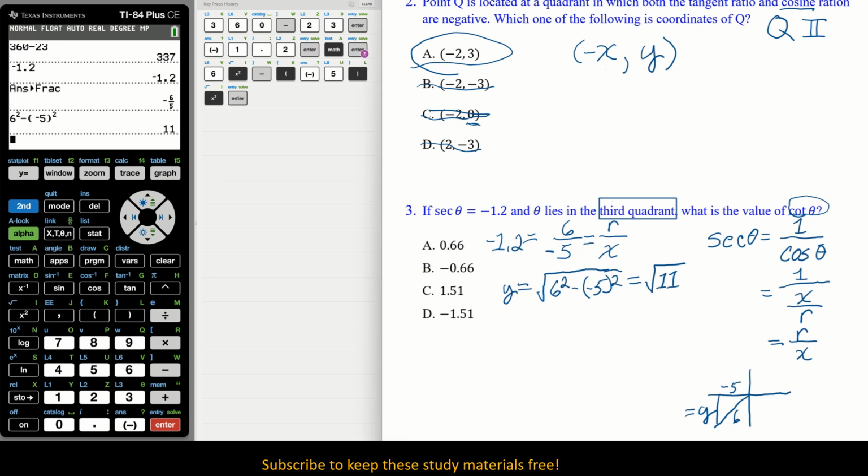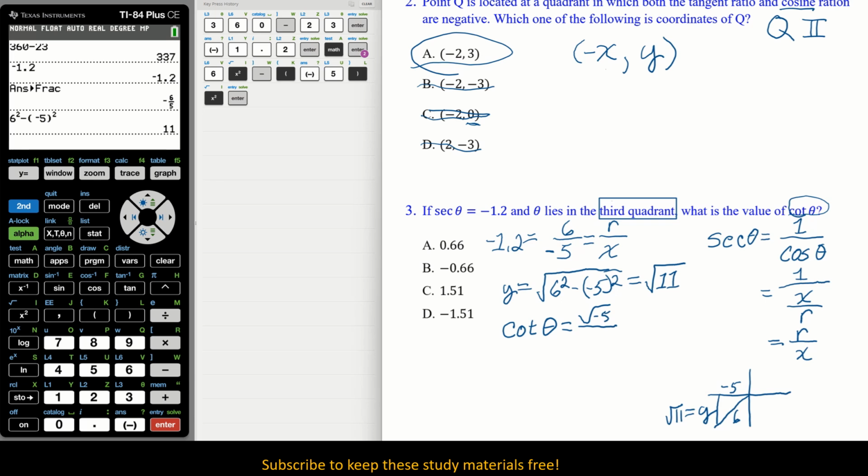So we know that this is the square root of 11. Okay. So what do we need here? We need cotangent. Okay. So cotangent theta equals, that would be, cotangent is the negative x, or the x over y, which is -5, over square root of 11.